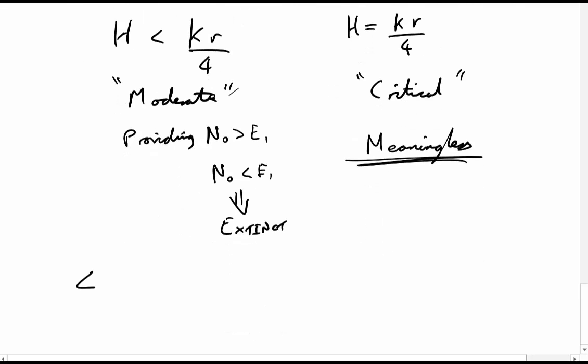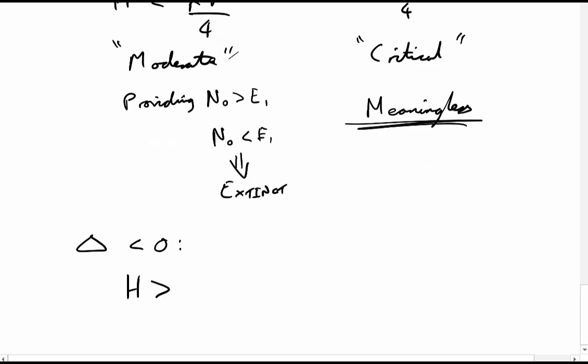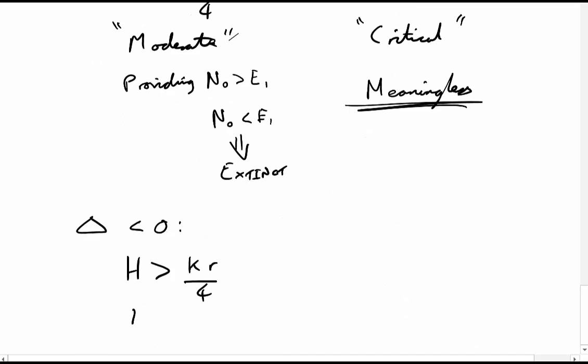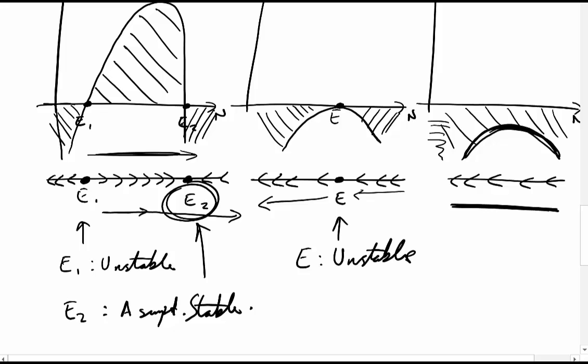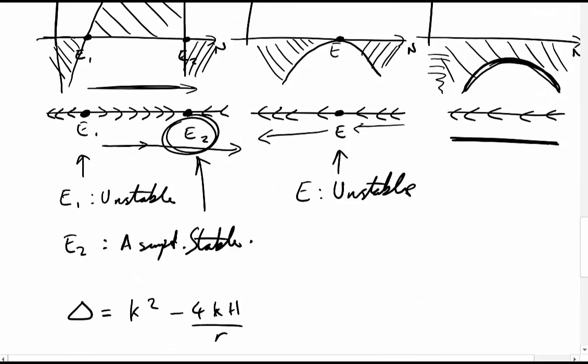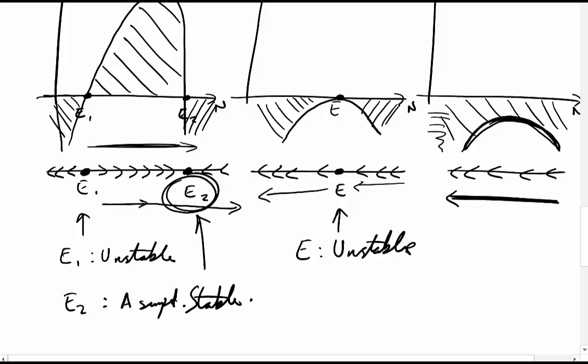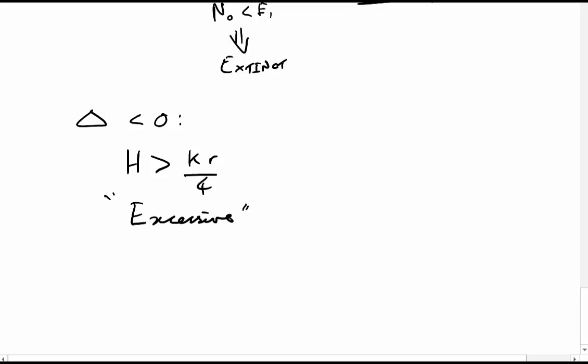So we call it a meaningless example. So in other words, the next case which we need to consider is when the discriminant is less than 0. So in other words, when h is greater than kr on 4. Well, then you can see that this is what's known as large harvesting, or excessive harvesting, because when it's greater than 0, we're always driven to extinction. There's no equilibrium points whatsoever, so we're always driven to extinction. No stable equilibrium points for all initial populations. Doesn't matter what the initial population is. Basically, if we're harvesting more than kr on 4, then we're always going to become extinct.